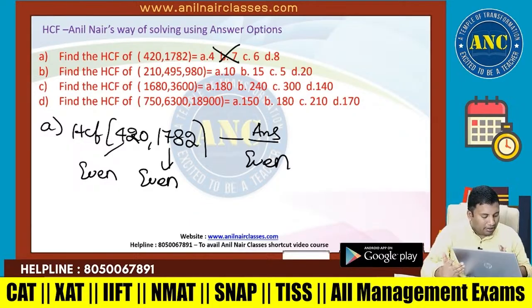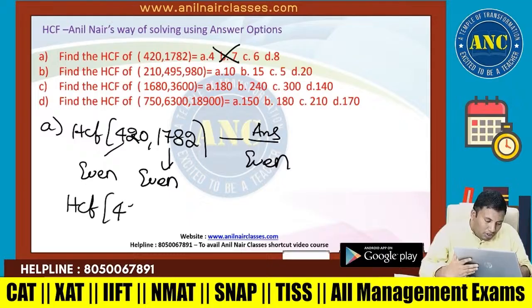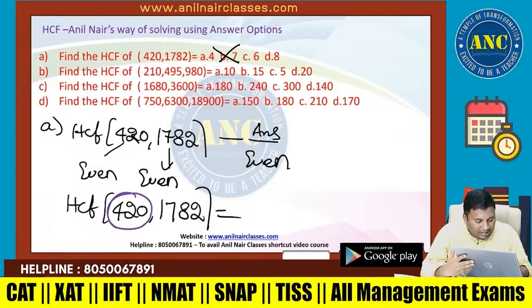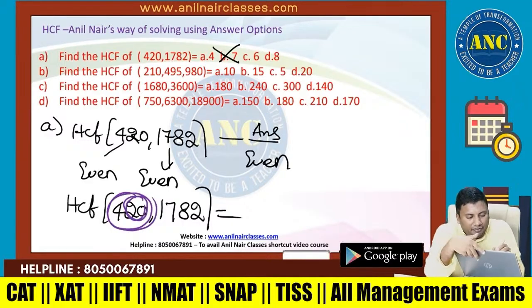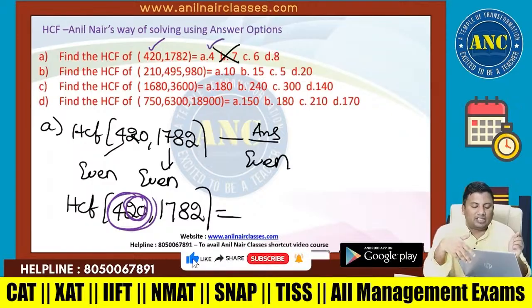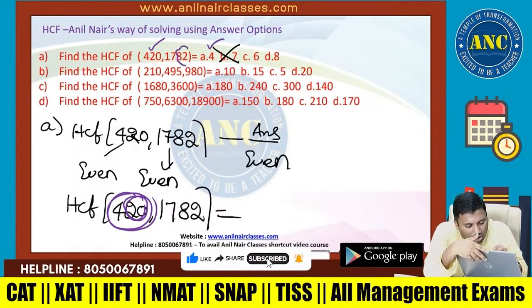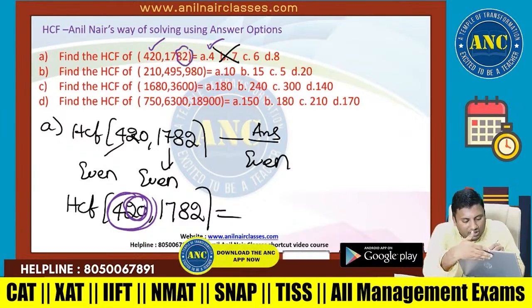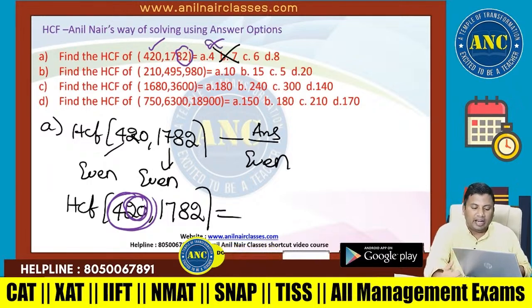Next one. H.C.F. of 420 comma 1782. Listen carefully. 420 is divisible by 4, because its last two digits are divisible by 4. If I assume the answer as the first option, 4, and the output and one number are divisible by 4, the other number should also be divisible by 4. 82 is not divisible by 4. That means my assumption is incorrect. Again I am explaining.